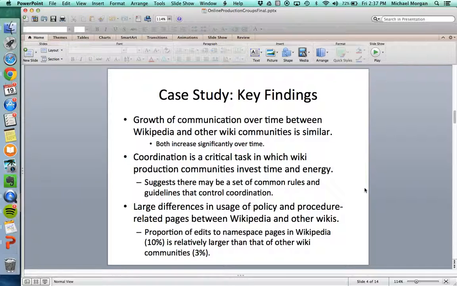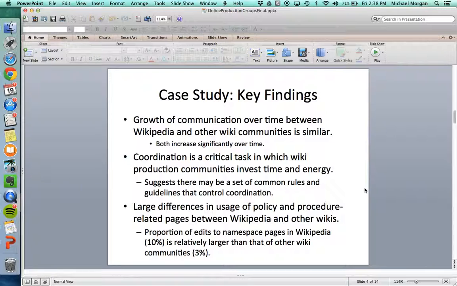Some of the key findings were that growth of communication over time between Wikipedia and other wiki communities was similar. Both increased significantly over time, which demonstrates that it's not just an anomaly that Wikipedia is growing. It's that the collaboration that these wiki communities enable is growing in popularity, so more people are using them. Coordination is a critical task in which wiki production communities invest time and energy, and you'll see shortly that this very much ties into cybernetics. It's a core part of it, in fact.